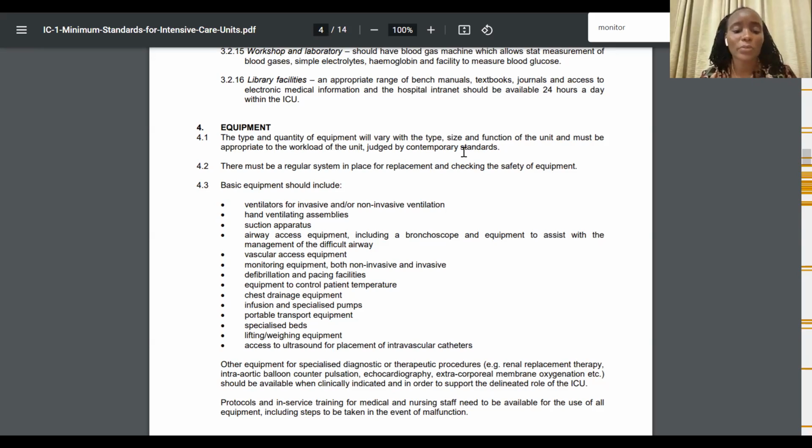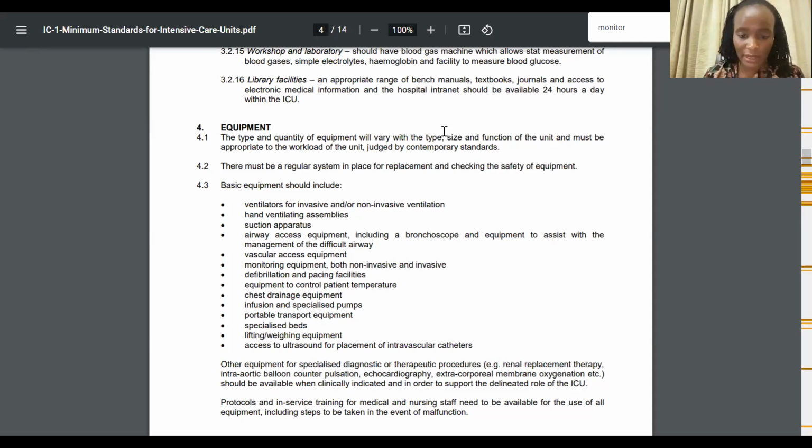Portable transport equipment, specialized beds, lifting and weighing equipment, and access to ultrasound for placement of intravascular catheters. A portable ultrasound is also important. Another thing that you can have in the ICU is a portable X-ray to be able to do your X-rays at the bedside.